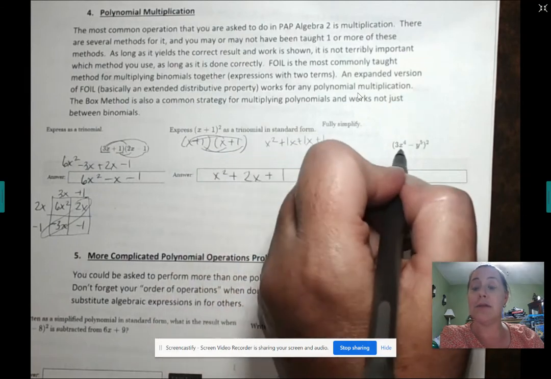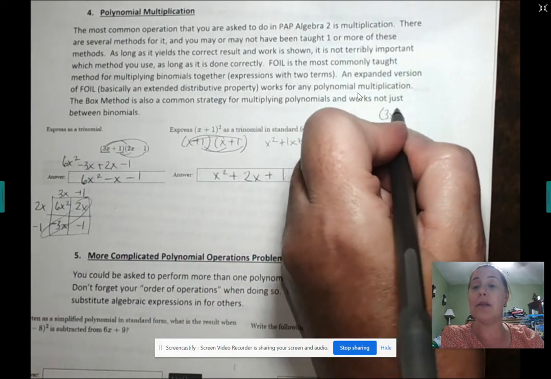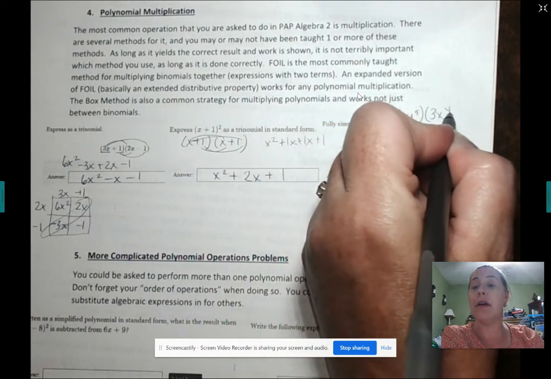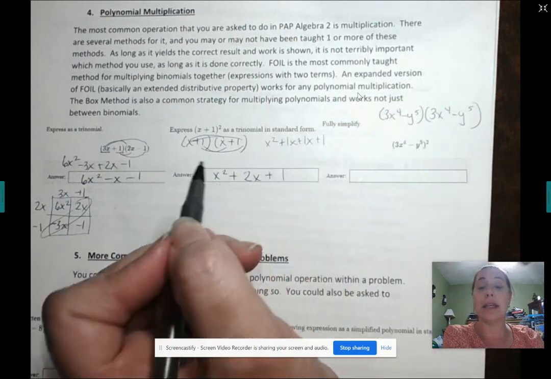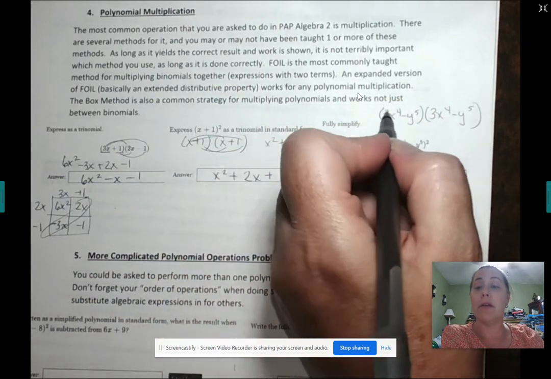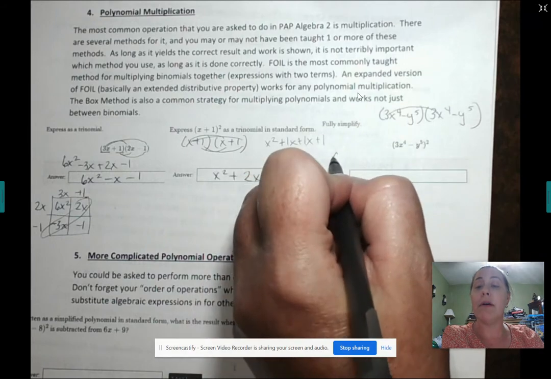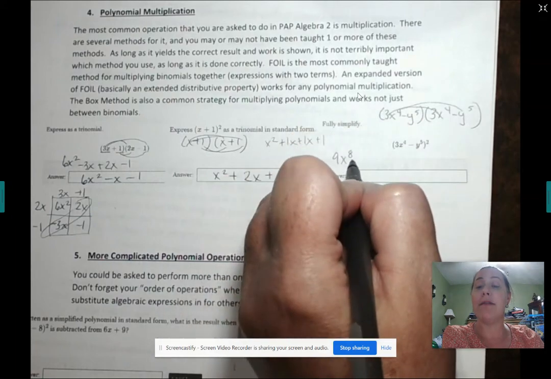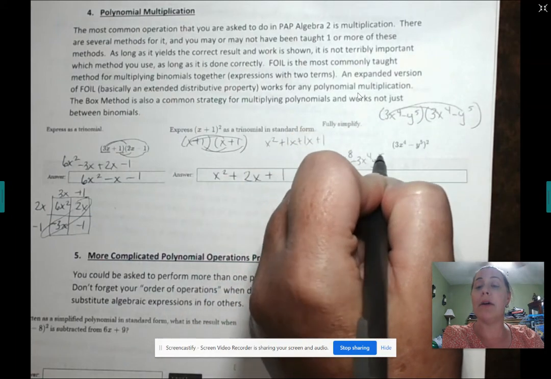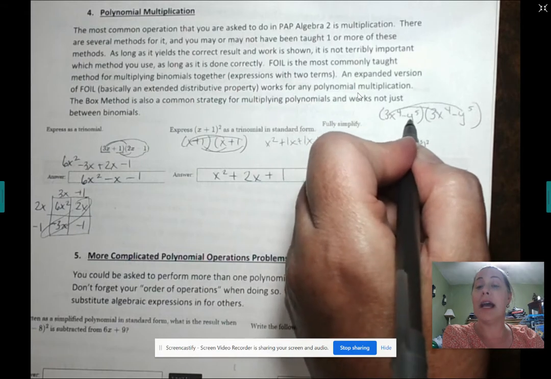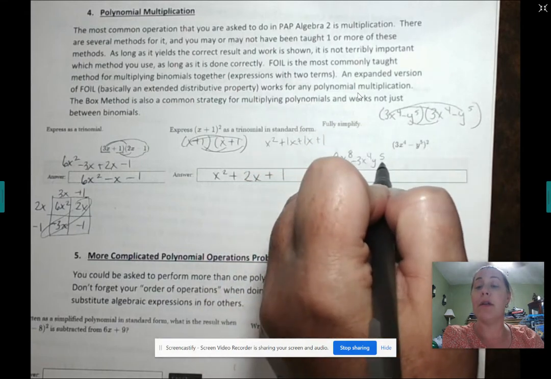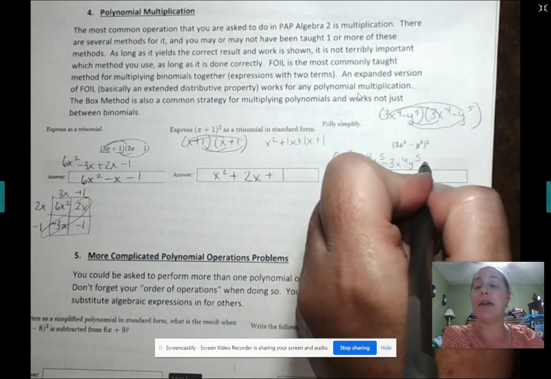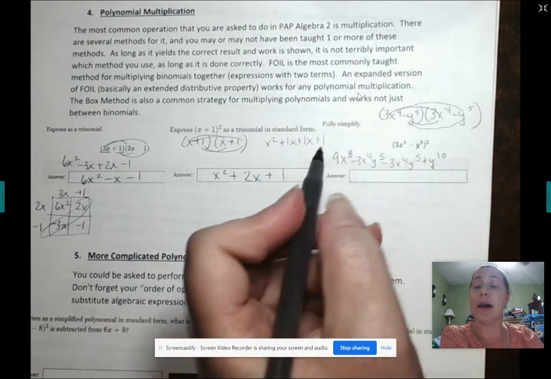And here's another example. It's a little fuller of an example. So we have 3x to the 4th minus y to the 5th times itself. Okay, so we're still employing the same box method or FOIL. 3x to the 4th times 3x to the 4th. That's going to be 9x to the 8th. 3x to the 4th times negative y to the 5th. I always put things in alphabetical order, so x is before y's. Another negative y to the 5th times 3x to the 4th. And a negative y to the 5th times a negative y to the 5th, which is going to give me a positive y to the 10th.